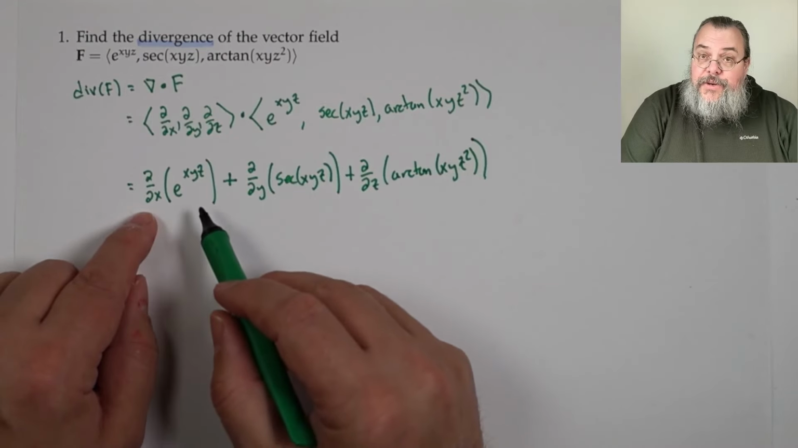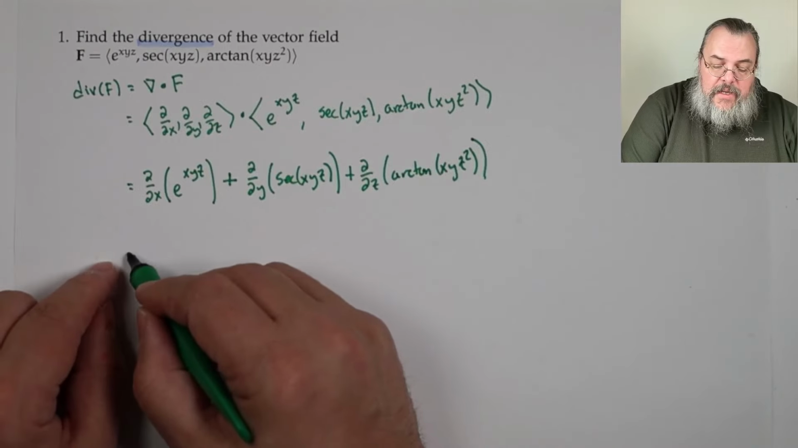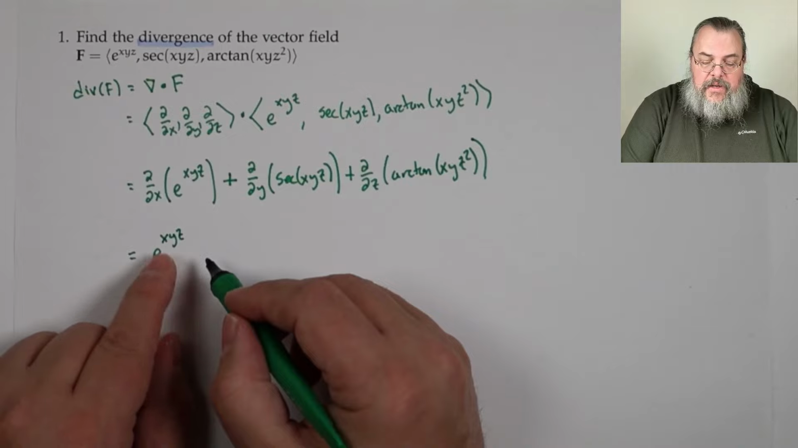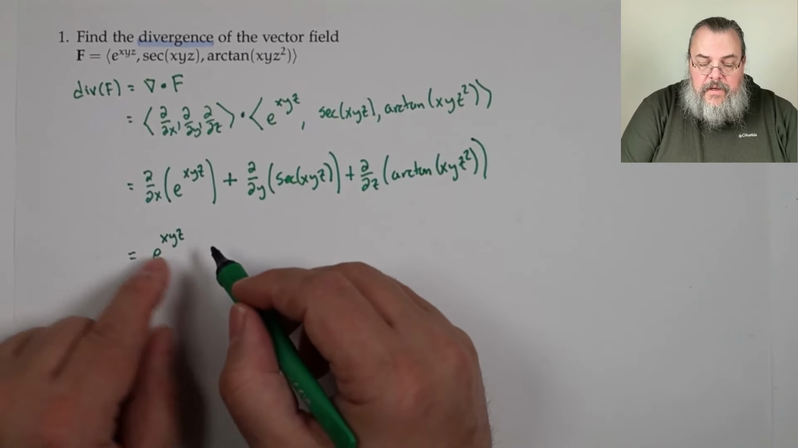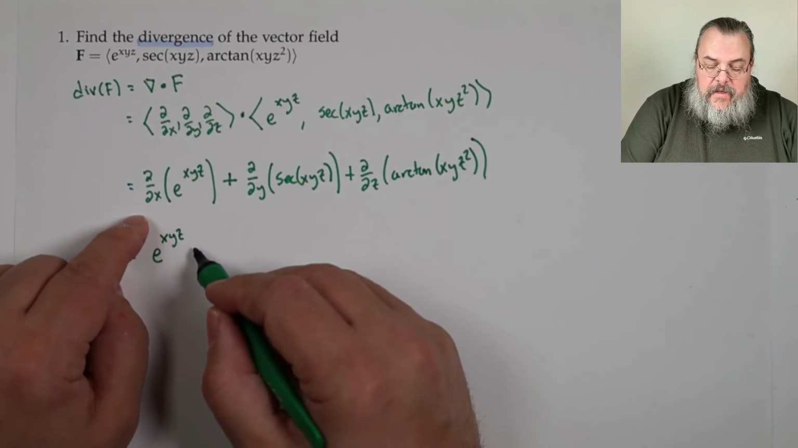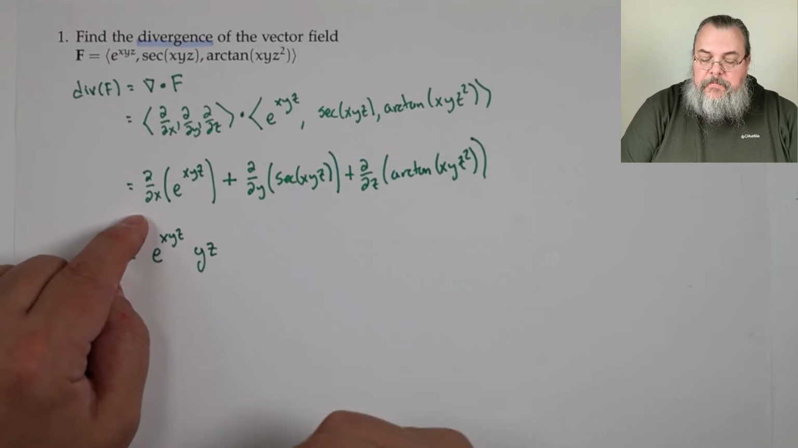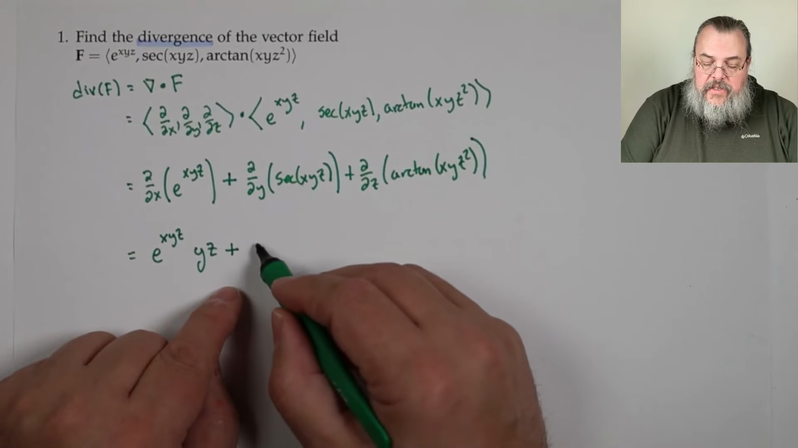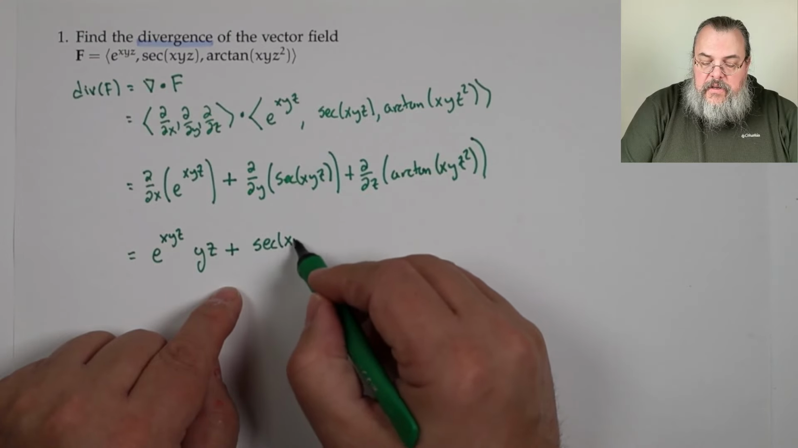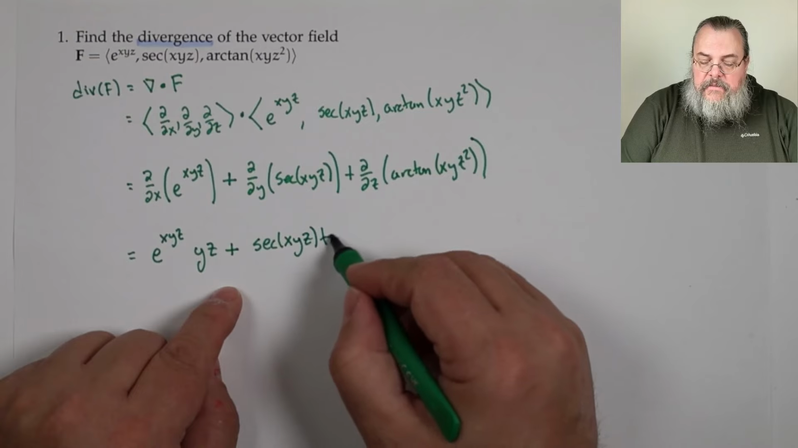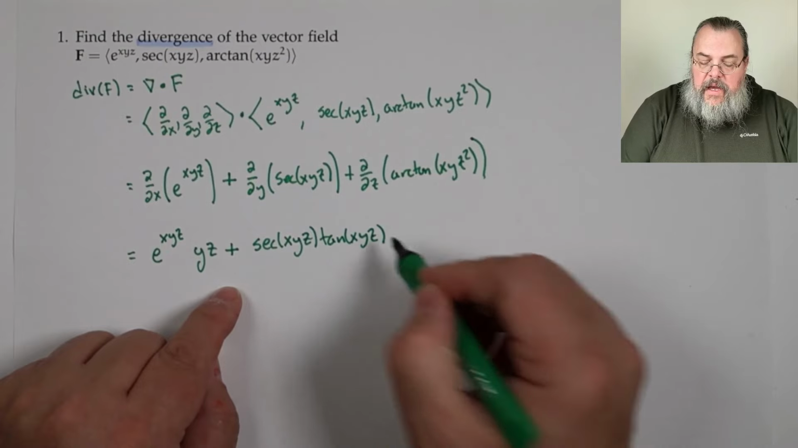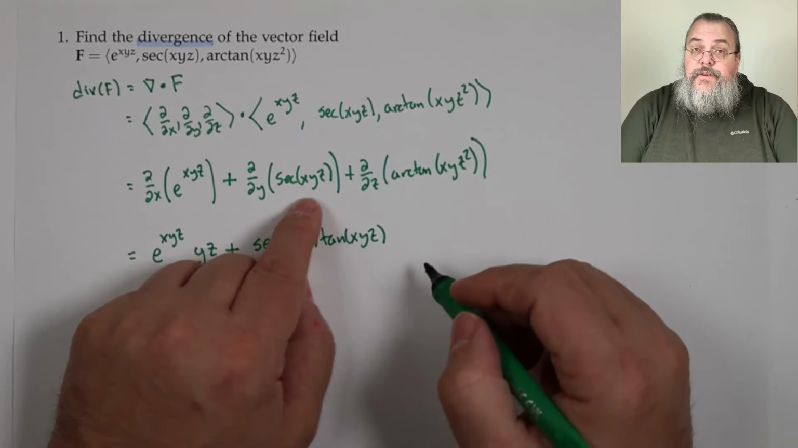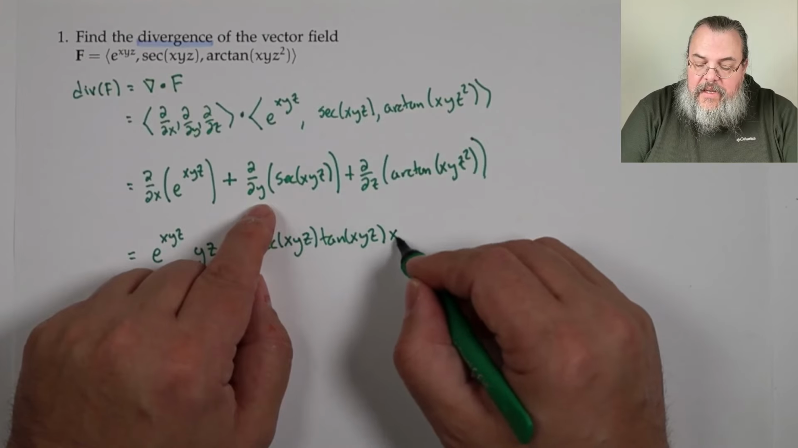Gonna just make sure we know our chain rules. Derivative of e to the something, that's e to the something, so e to the xyz, times the derivative of the inside. What's the derivative of xyz with respect to x? It is yz. All right, next up, derivative of secant. Well, secant tangent. Leave the inside alone. So it's secant xyz, tangent of xyz, and now multiply by the derivative of the inside. What's the derivative of xyz with respect to y? xz. Cool.